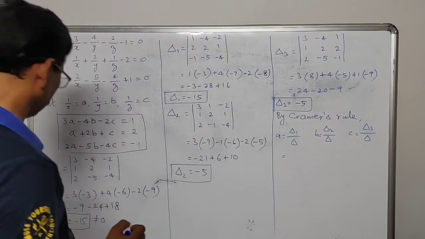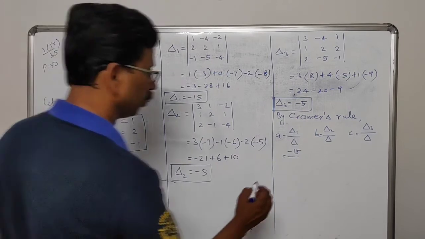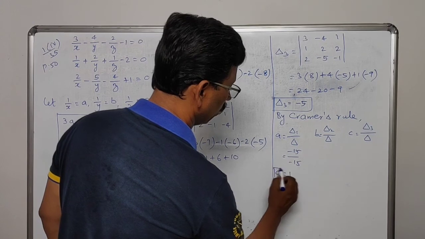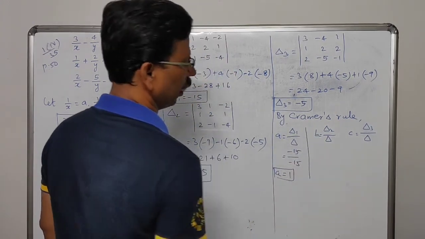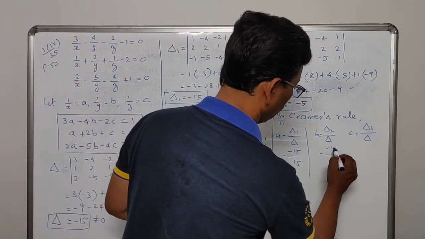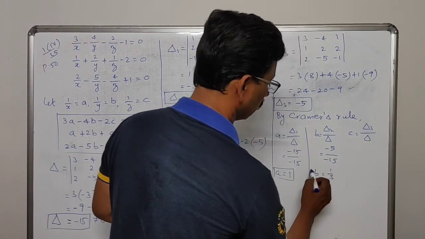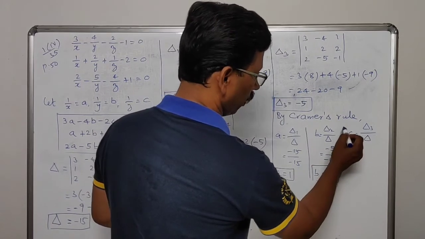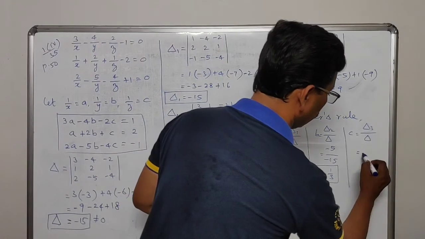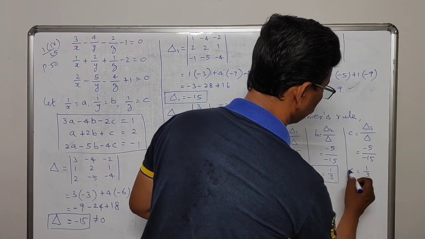Now delta 1 is nothing but minus 15, by the delta value which is also minus 15. Therefore, you can get a is equal to 1. Next, you can find the b value. b value equal to delta 2, which is minus 5 by minus 15. Therefore, b equal to 1 by 3. Now, we can go for finding the c value, which is equal to delta 3, that is also minus 5 by minus 15. Therefore, c equal to 1 by 3.